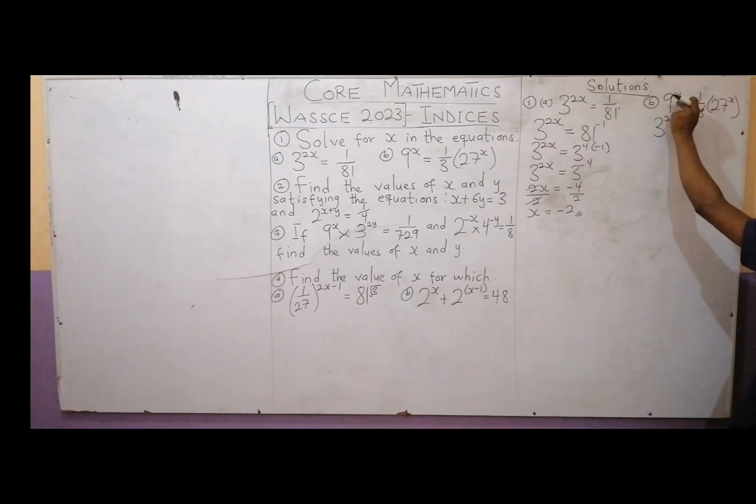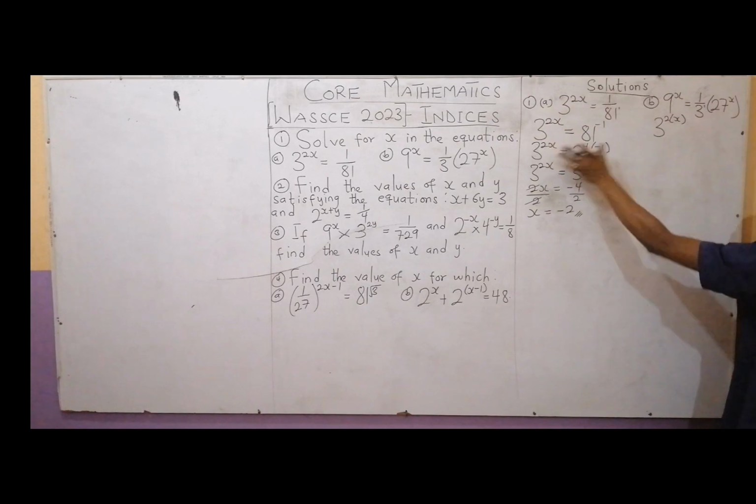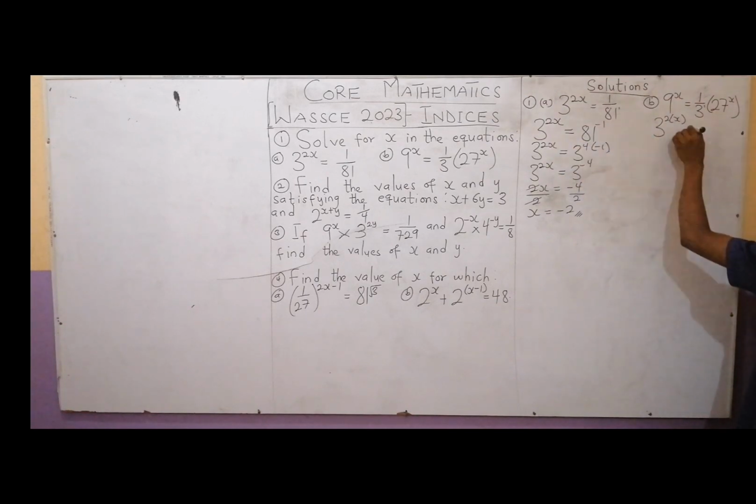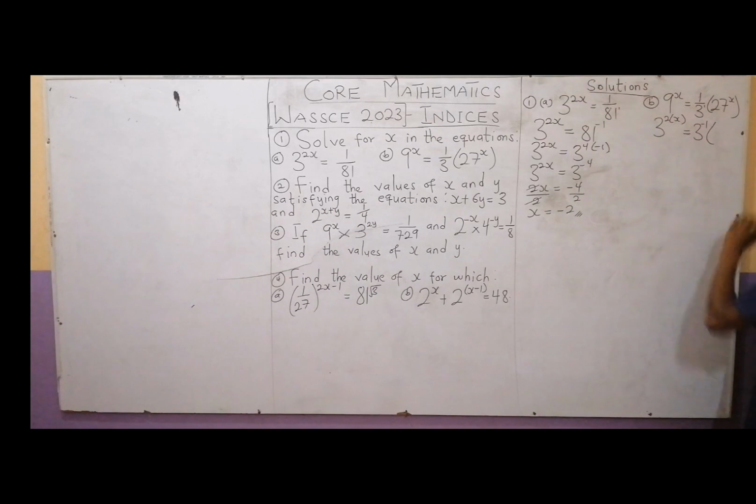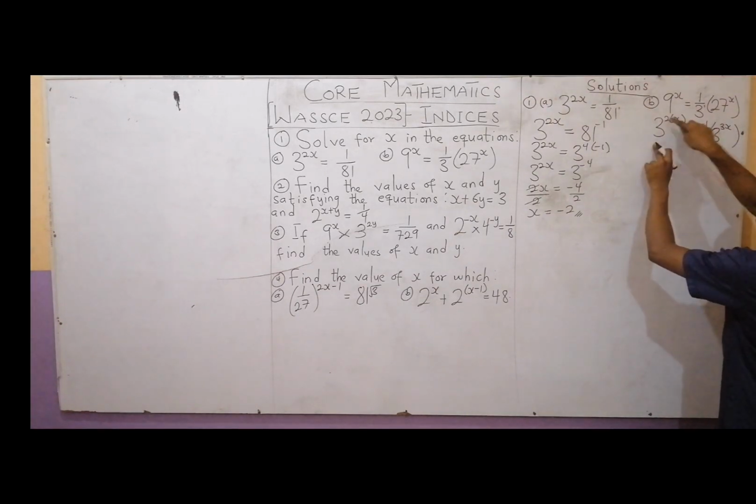So 3 squared. Now there's an existing power, so we have x. Just like what happened here, power meeting power multiplies. 1 over 3 raised to the power 1, reciprocation becomes 3 raised to the power negative 1. Then this 27 can also be expressed in the exponential form. That is 3 raised to the power 3. Since it's meeting x, let's multiply. So we get 3x. Now, since the bases are the same, we equate the powers.